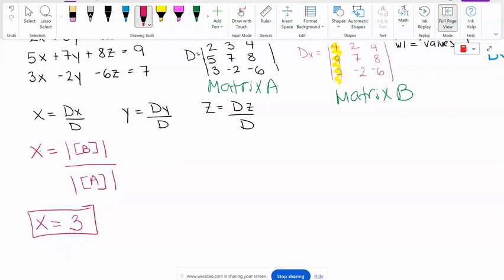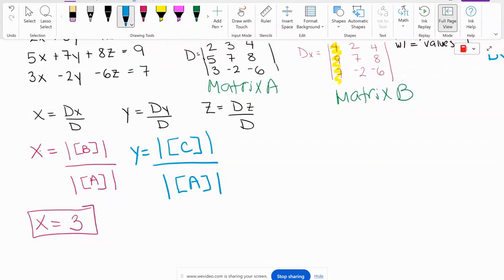All right, now we're going to do the same thing for y and z. I want you to do the same thing for y and z, and then we'll go over it. So remember, for y, we're going to have the determinant of matrix C over the determinant of matrix A. And Z will be the determinant of matrix D over the determinant of matrix A.